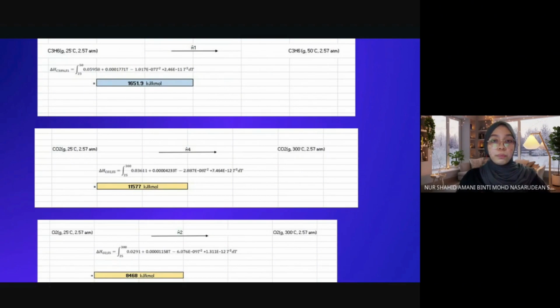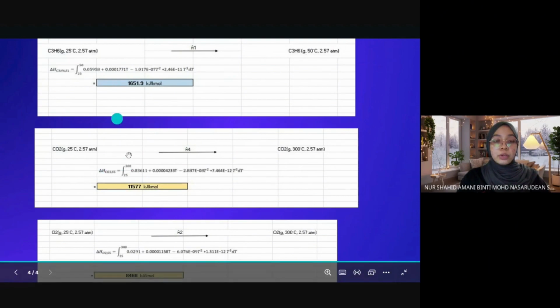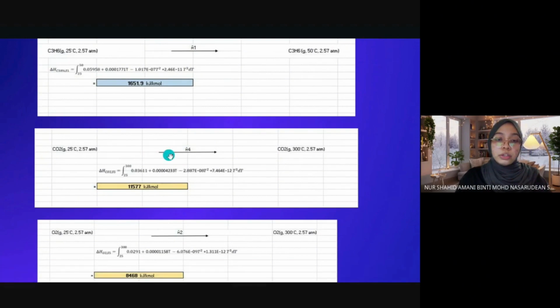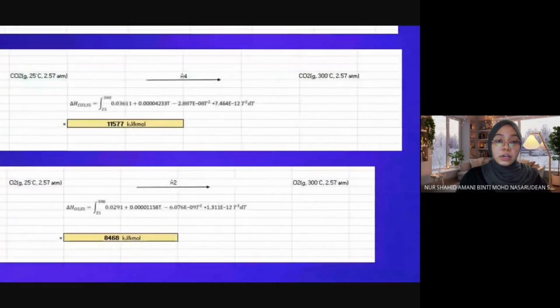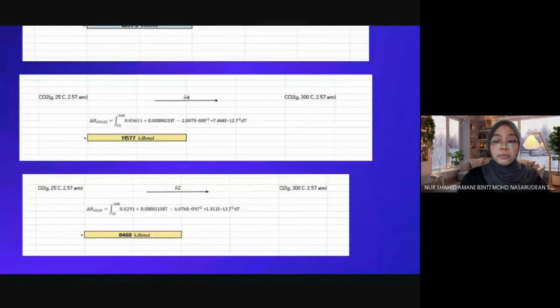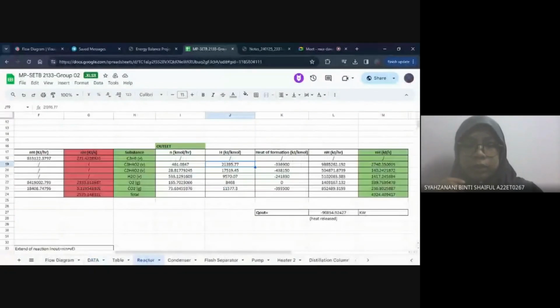For propylene, you will get 1651.9 kilojoule per mole. For the rest, CO2 and O2, it is the same. You can just use table 3.2 to convert the value. For CO2, you will get 11,577 kilojoule per kmol. For O2, you will get 8,468 kilojoule per kmol.